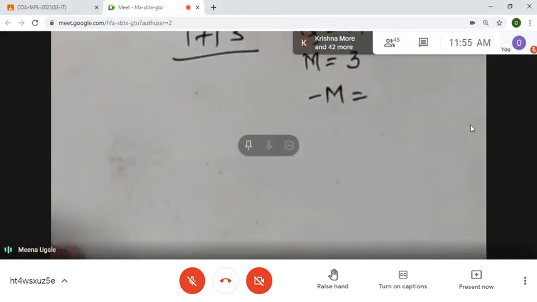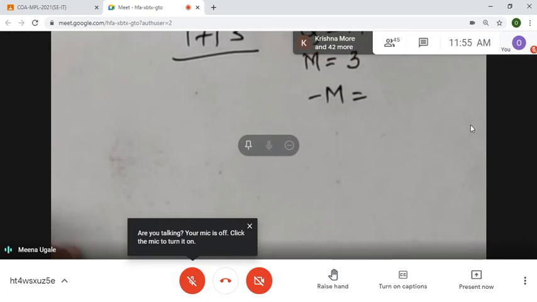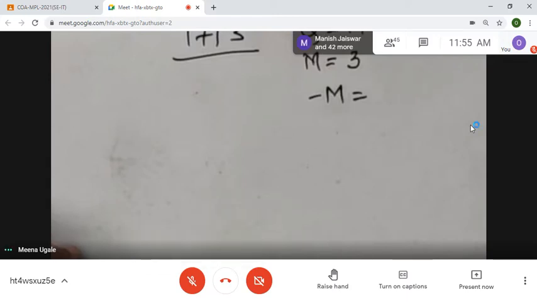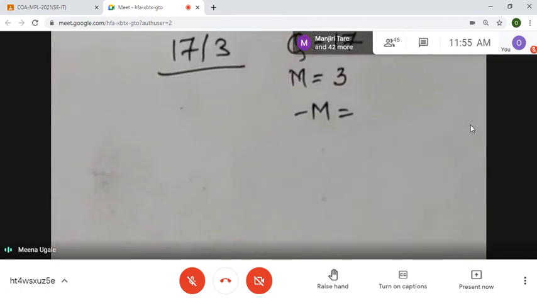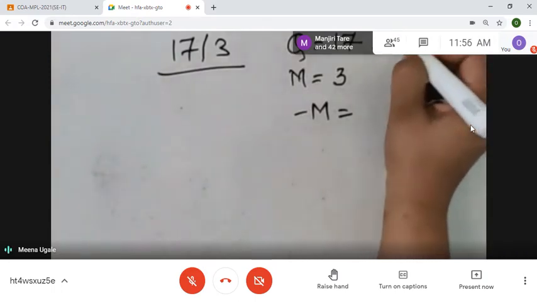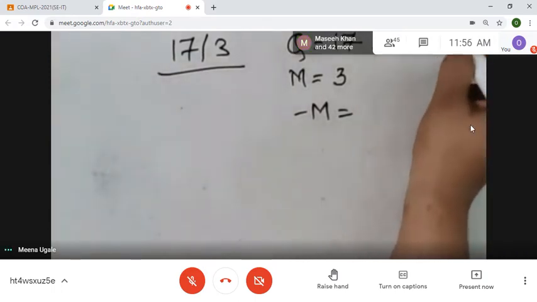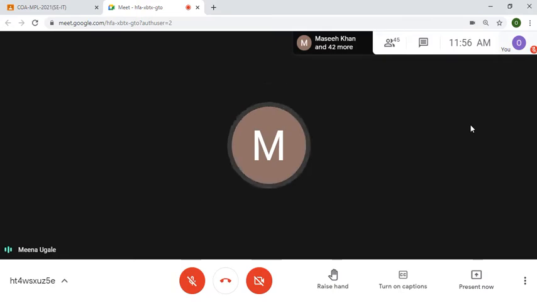Now tell me how many cycles you will need to continue with this. Anyone? First, we'll go for converting this 17. Five cycles. Yes, five cycles.